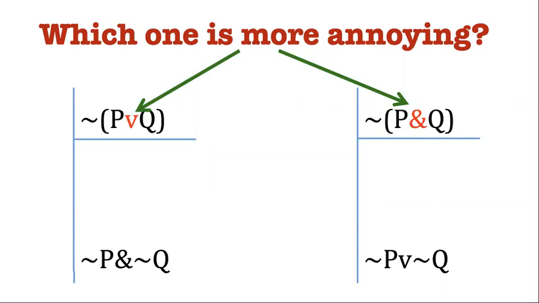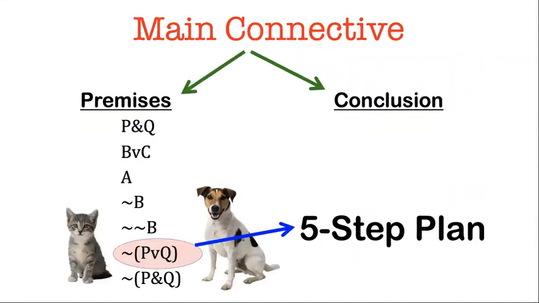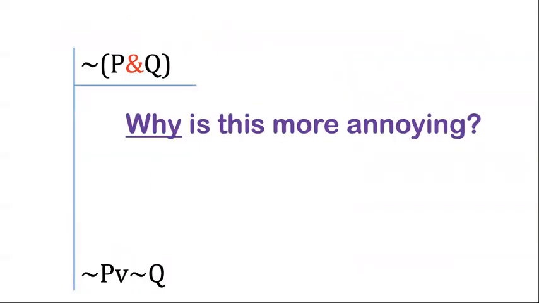Okay, hopefully you knew that the answer was negation around a conjunction. We've been talking about negation around a disjunction already. That's what you need the 5-step plan for. So this is the one that should make you think of kittens and puppy dogs. This isn't annoying at all. That's the whole point of trying to associate kittens and warm, cute animals with it. What I want you to do now is try to explain to me why this one is more annoying.